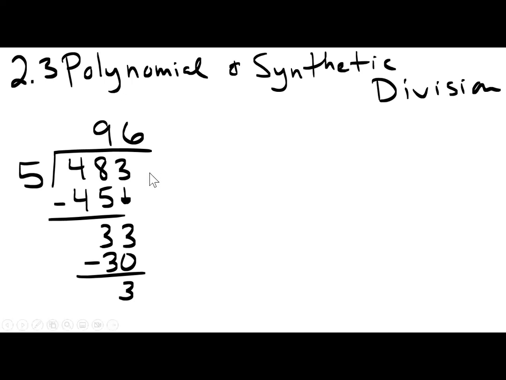Okay, well, we're gonna do the third way. The third way was like this. The remainder is 3, but we were dividing by 5, so it was 96 and 3/5. That's the answer. We good there? Remainder, R3. Yes. Okay.